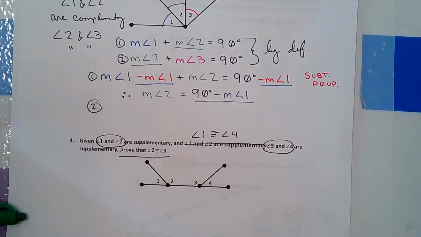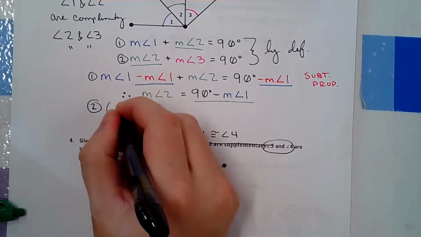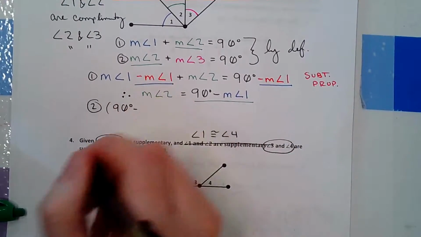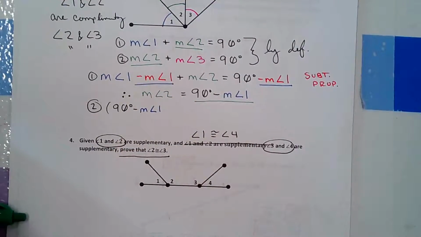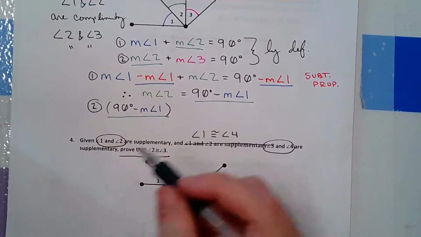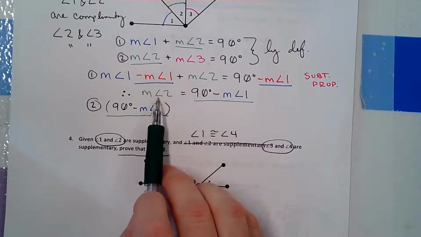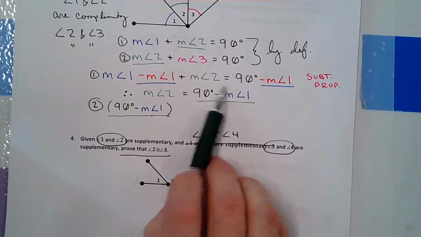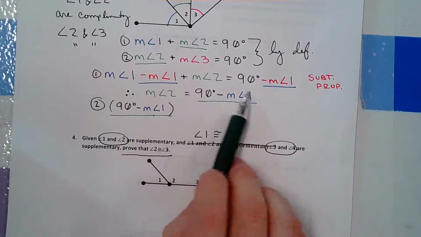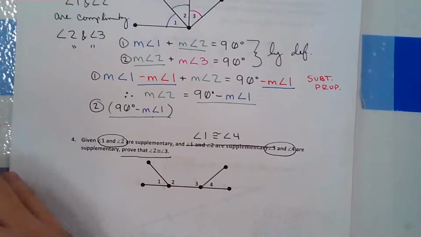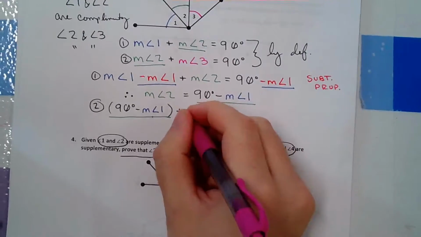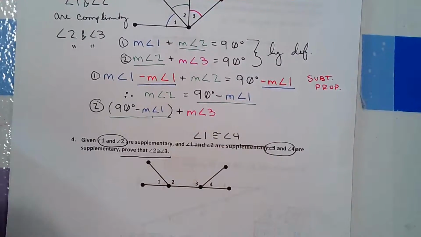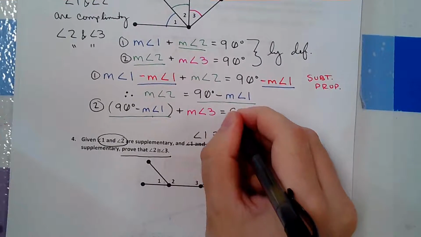instead of writing measure of angle 2, I'm going to write 90 degrees minus measure of angle 1. Remember, that's what angle 2 used to be. That's why I'm underlining it in green. That used to be angle 2, right? We switched it out. Angle 2 is this stuff. So wherever I see angle 2, I can take that stuff and plug it in. So I did. Now we're on plus measure of angle 3. And that equals 90.